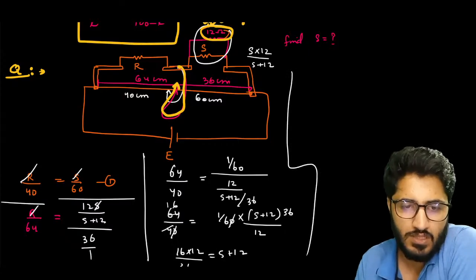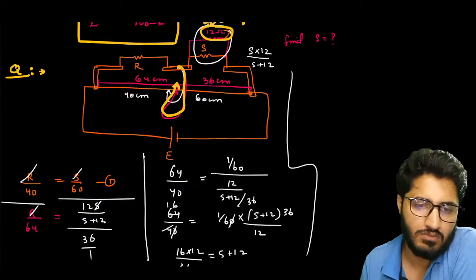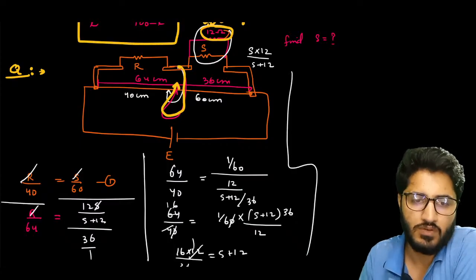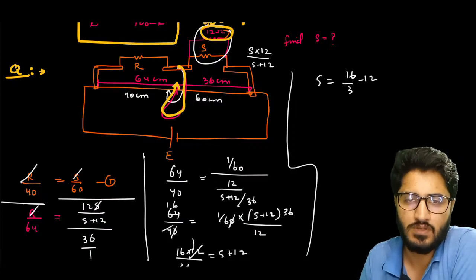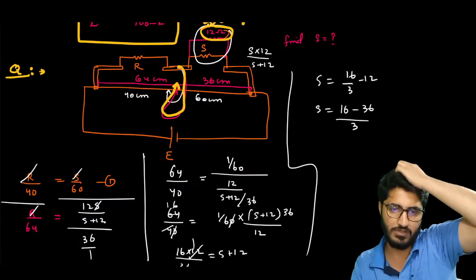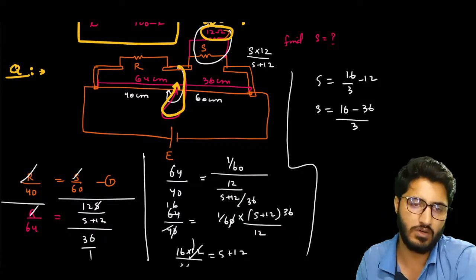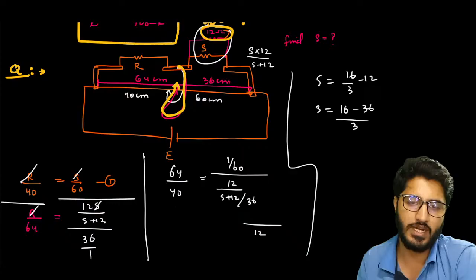Okay. So I can write it like 1 is 3. So what we have, S equals to 16 by 3 minus 12. S is 16 minus 36 by 3. It came out to be negative, no? But negative is not correct. I guess we are doing something wrong here. Look, we are doing something wrong. That's why we are getting negative, no? Negative is not the correct one.